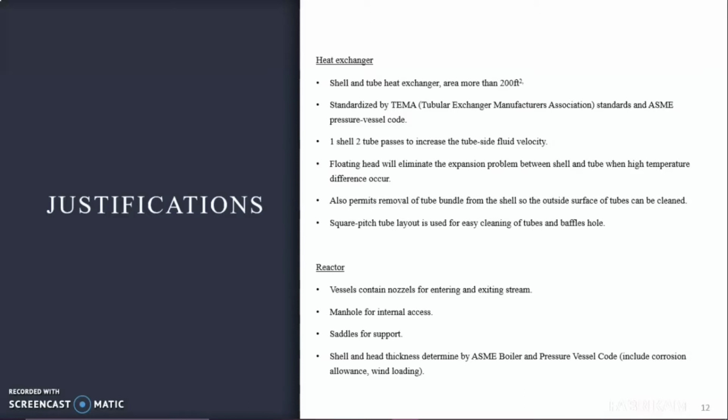For the reactor, the vessel contains nozzles for entering and exiting streams. We are using the manhole for internal access. We have saddles for support because it is a horizontal reactor. The specification and design of the shell and head thickness are based on the ASME boiler and pressure vessel code, where in this design we are including the corrosion allowance and also wind loading.